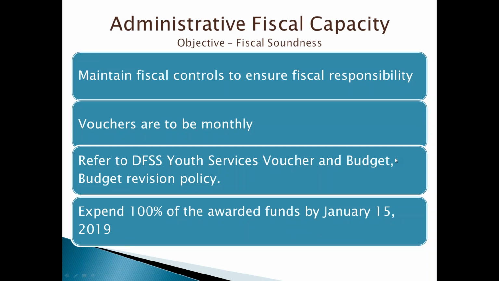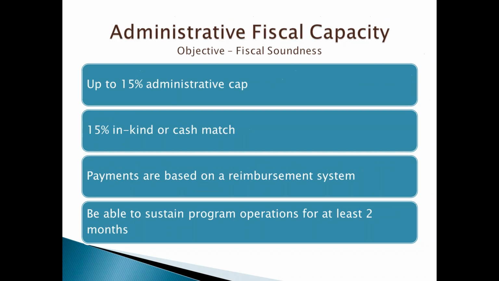So we talk about administrative fiscal capability. We want you to maintain fiscal responsibility. Vouchers are to be monthly. You will submit them in the e-procurement system. We do have a voucher budget and budget revision policy, which we will send out. The expectation is by January of 2019, you will have expended the entire amount of your grant. Up to a 15% administrative cap. We require a 15% in-kind or cash match.